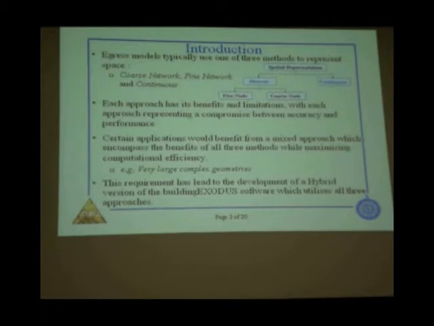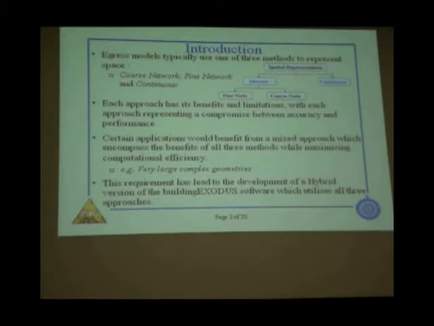Current evacuation and circulation models need a way of representing the space in which the agents navigate. And the current models use one of three approaches of representing space. These are namely the fine node, the coarse node, and the continuous regions. Now, each of those approaches has its benefits and limitations, with each approach representing a compromise between accuracy and performance. Now, if we were to combine the benefits of each of those approaches into one integrated model, there are certain applications which would definitely benefit from such a mixed approach.